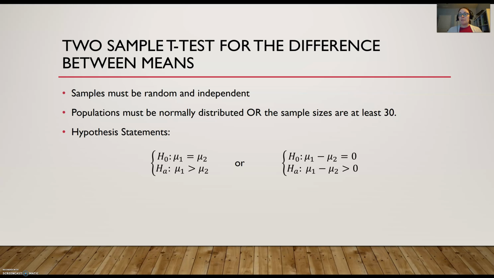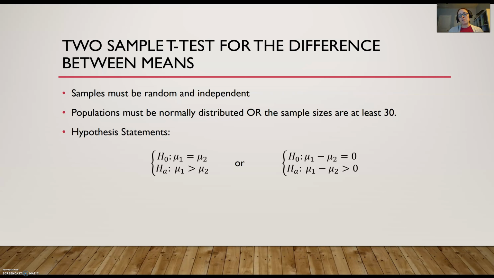Because I'm looking at means where we have no population standard deviation, I'm only going to have a sample standard deviation. This is going to be a two sample t-test, and the requirements for that test is random and independent samples. The population needs to be normally distributed, or your sample sizes need to be at least 30 in order to use the central limit theorem.